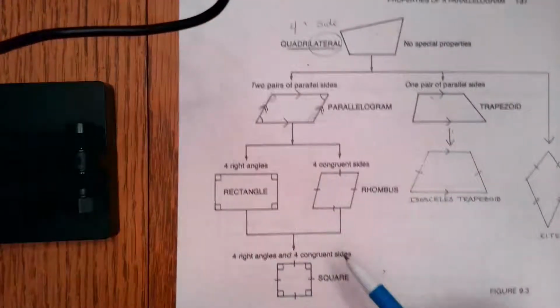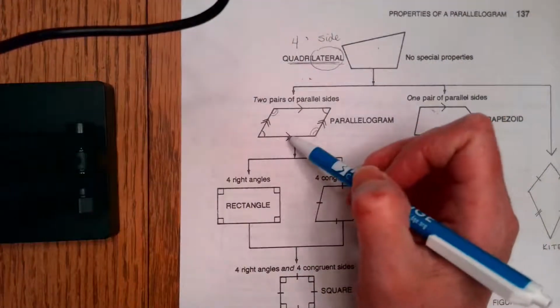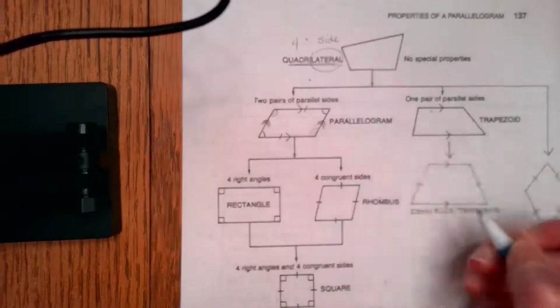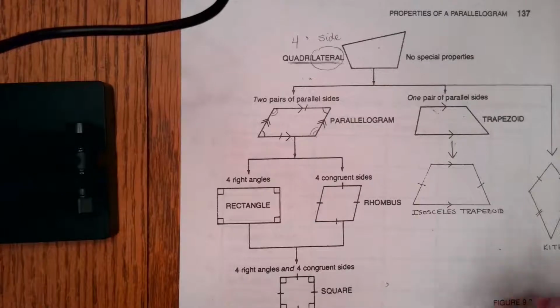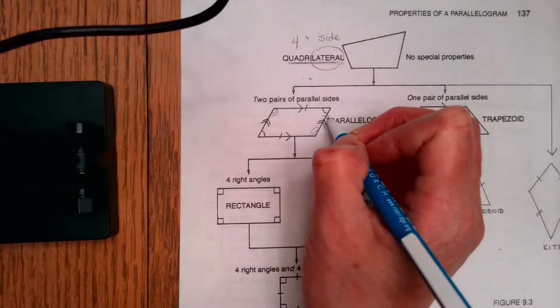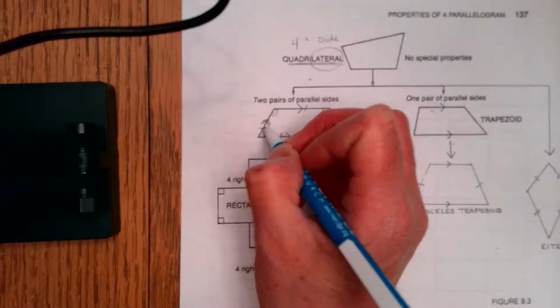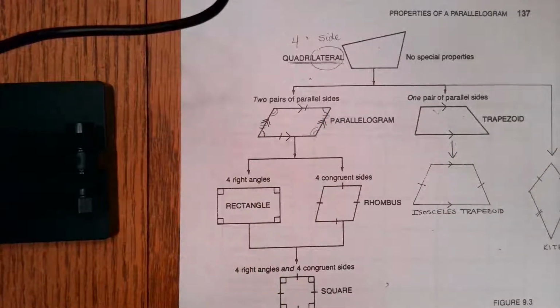So as I look at my flow chart, that means not only are these two sides parallel, but they're equal. So I'm going to put a single tick mark to show that they're equal. Tick marks show that they're equal. And I'll put my double tick marks here. Arrows show that they're parallel. Tick marks show that they're equal. I'll put my double tick marks there.